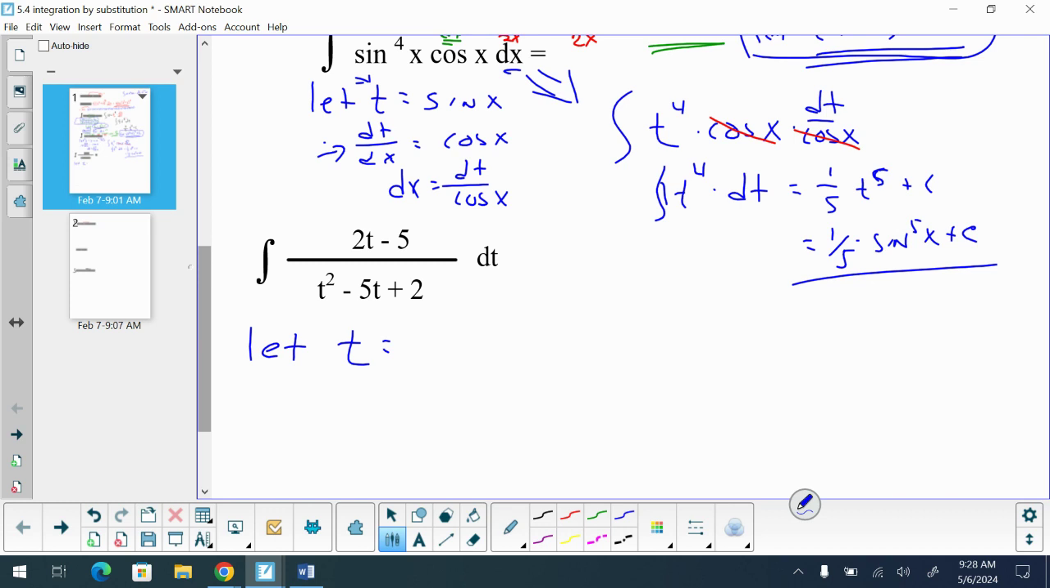I have 2t minus 5 over t squared minus 5t plus 2. I use the variable t, so what I'm going to do is switch this to an x, because I already have t in there. Which one do you think we should let x equal? Do we let it equal the top or the bottom here? Bottom. So we have t squared minus 5t plus 2.